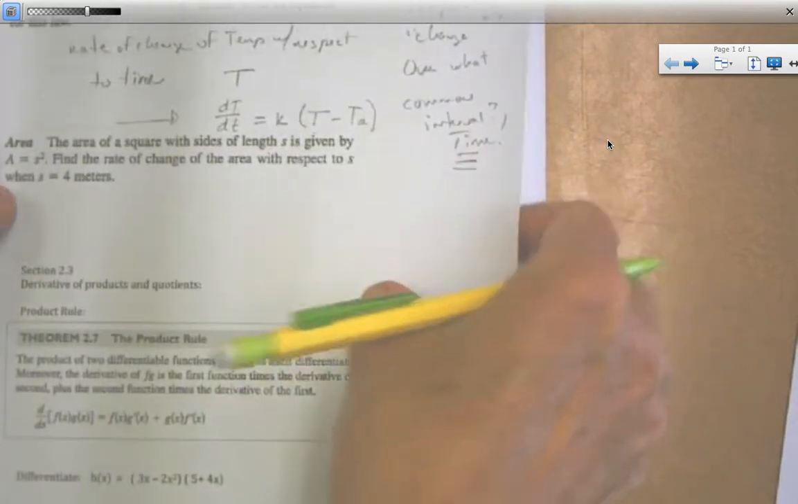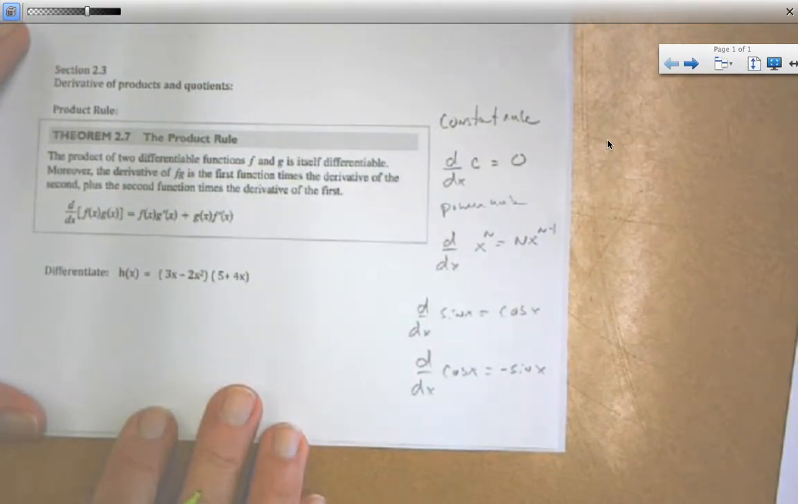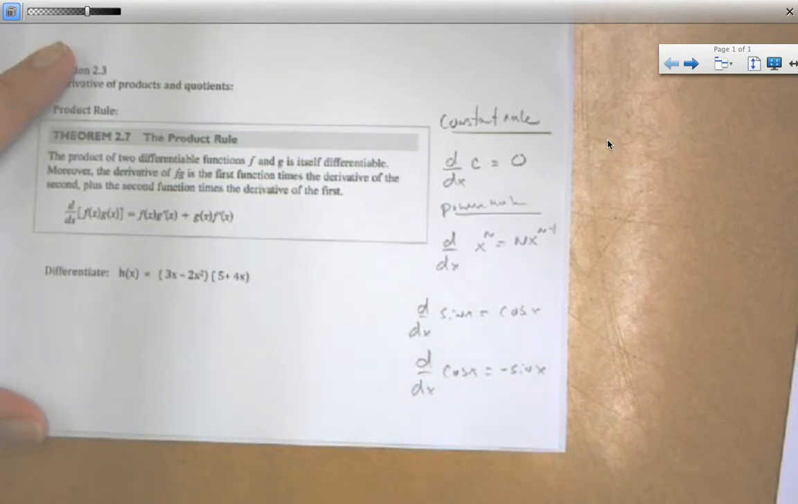Oops. Sorry. So far you have the constant rule, the power rule, and you've got 2 trig rules.